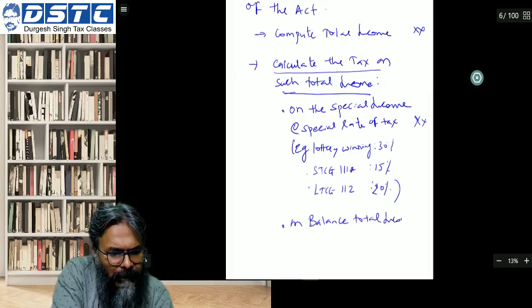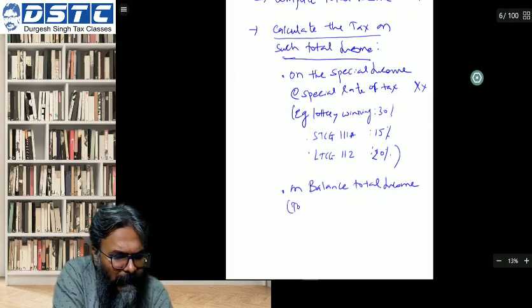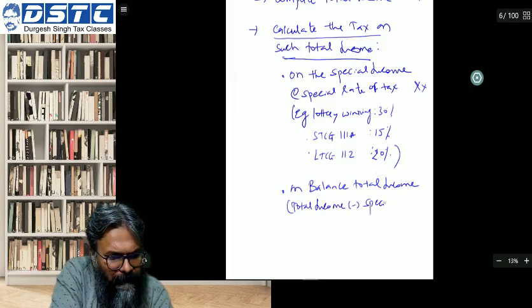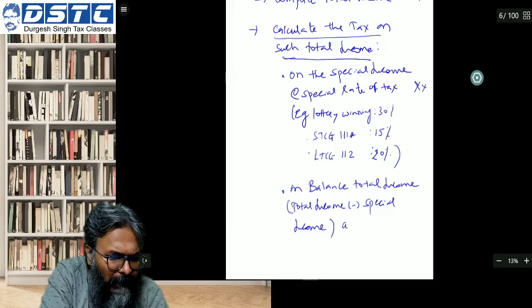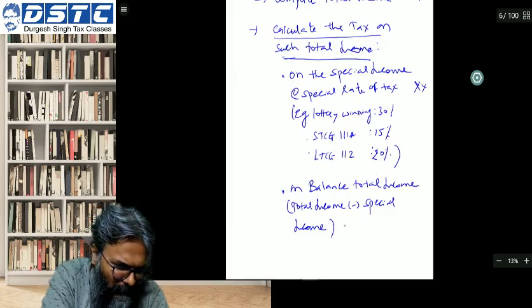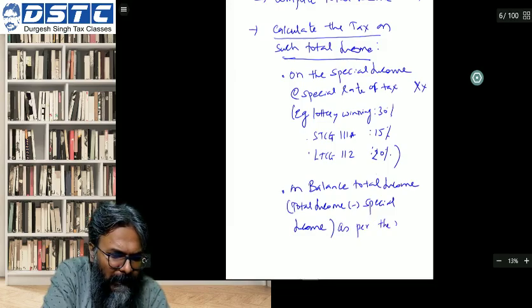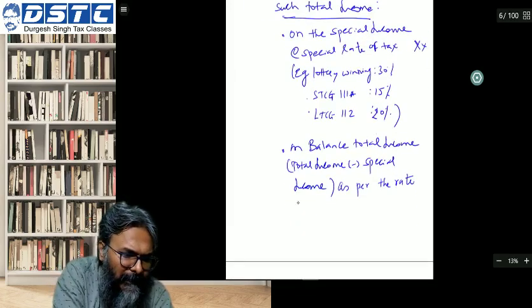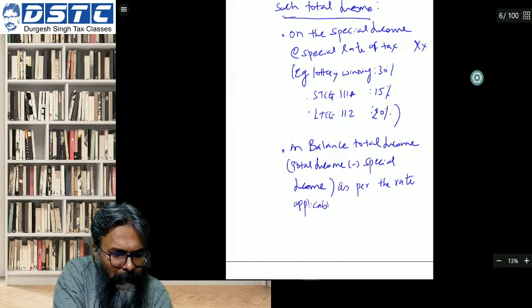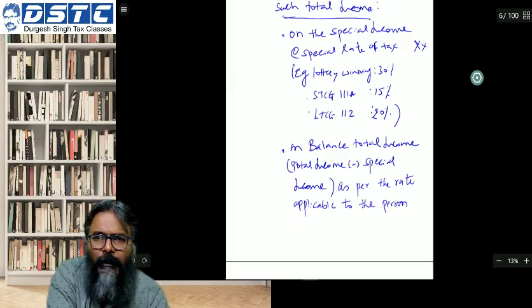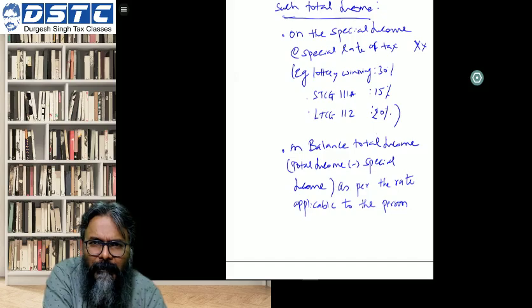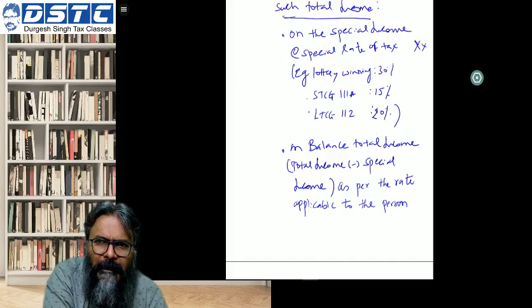how do we get balanced total income? Balanced total income, students, you get by total income minus the special income. That is the balanced total income, as per the rate applicable to the person. Like individual, we all know slab rate. Individual, HUF have a slab rate. For a partnership firm, students, the rate is 30%, isn't it? So whatever is the rate applicable to the person.